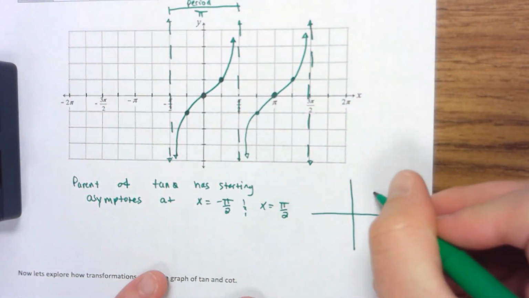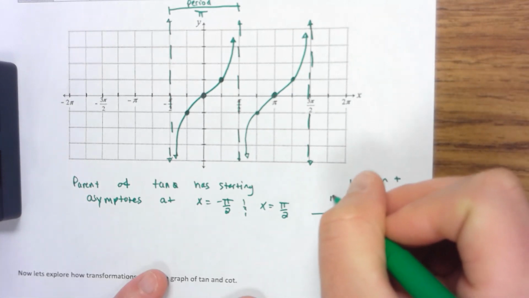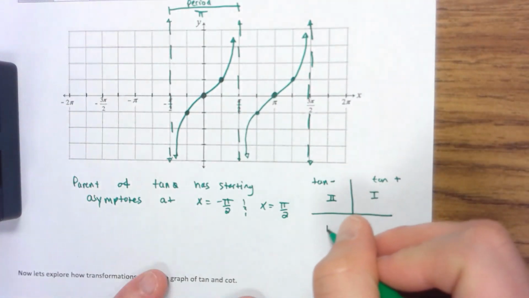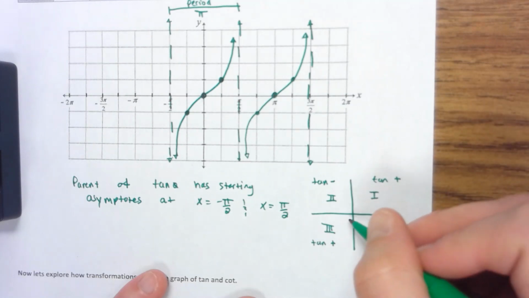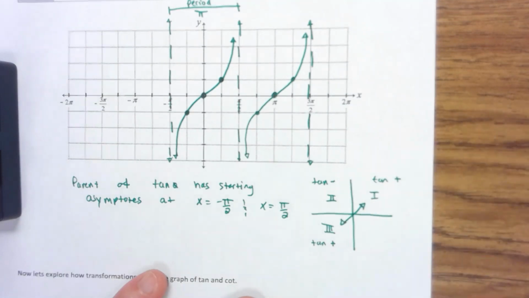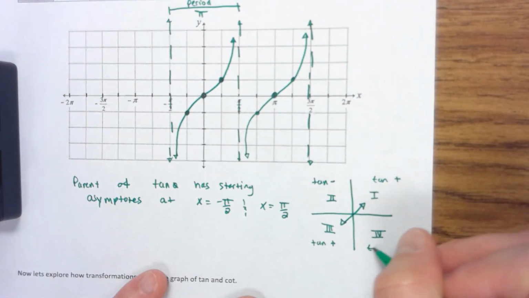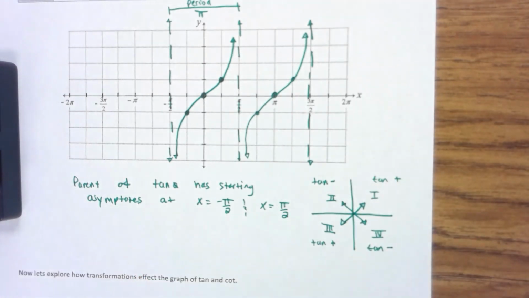Now, if we think about that for tangent, in quadrant 1, tangent is positive. In quadrant 2, tangent's negative. And then that repeats once we get to quadrants 3 and 4. So in quadrant 3, tangent is back to positive, and we get the exact same values that we'd get in quadrant 1. And then in quadrant 4, tangent is back to negative, and we'd get the exact same values that we'd get in quadrant 2. So that's why the period is just pi, because in quadrants 1 and 2, we have the same values we'd end up getting in quadrants 3 and 4.